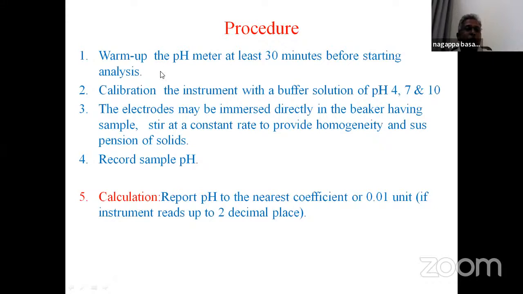When you are starting the equipment, switch it on and leave it for half an hour. Don't disturb it; it has to stabilize. Calibrate the instrument using 3 buffers, 4, 7, and 10. The electrode may be immersed directly in the beaker holding the sample. Stir at a constant rate to provide homogeneity and suspension of solids. Record the pH. Please report only 2 decimals after the point. Some people report 7.002, 7.112 like this. Don't report that. Either use 1 decimal after the point, or the maximum allowed is 2 decimals.